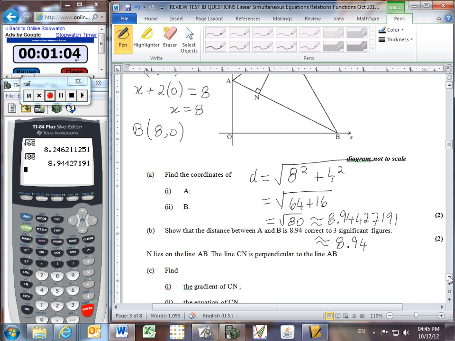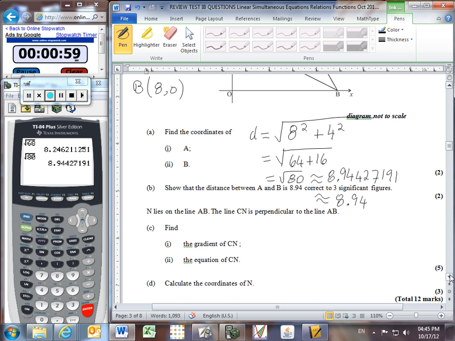So let's find the gradient of CN. To do this, we're going to have to first find the slope between A and B. And so we know that that's going to be the difference in the y-coordinates over the difference in the x-coordinates, so 0 minus 4 over 8 minus 0. And that equals -4 over 8. And that equals -1/2. And the negative reciprocal is going to be +2 over 1. And I'll continue this problem in the next video.